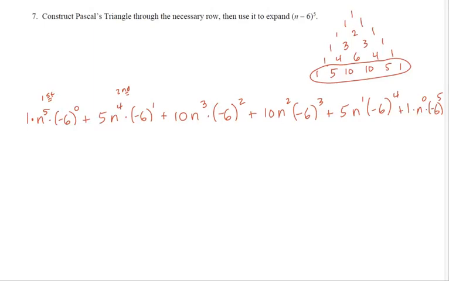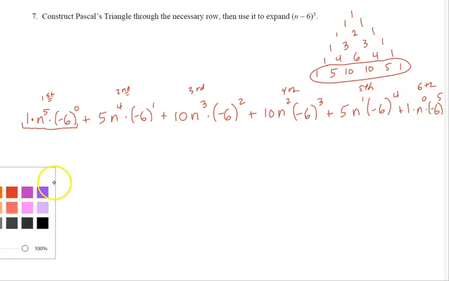All right, and now I'll finish labeling. So this is how we'll get the third term. This will be the 4th, this will be the 5th, and this will be the 6th. Notice that to get each term we multiply, but the terms themselves will be either added or subtracted. All right, so this first set of factors multiplied together, because -6 to the 0 is 1. So we're multiplying 1 times n to the 5th times 1.